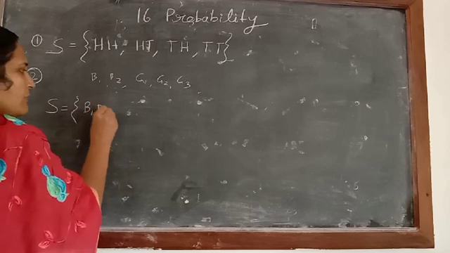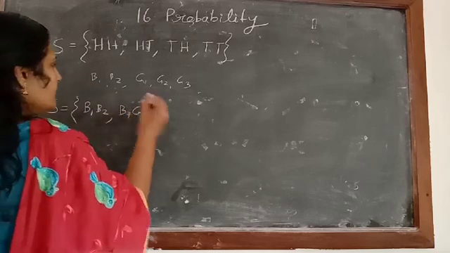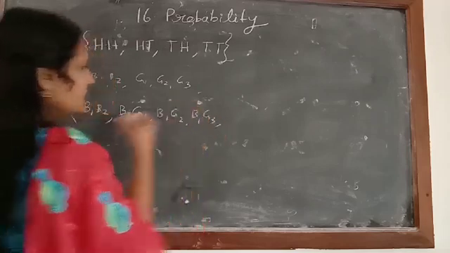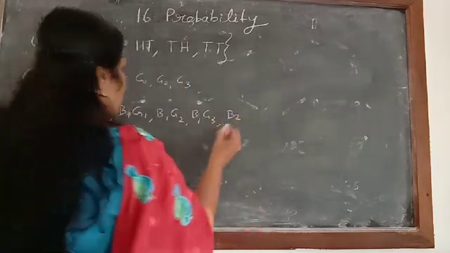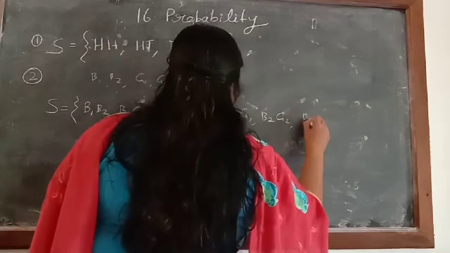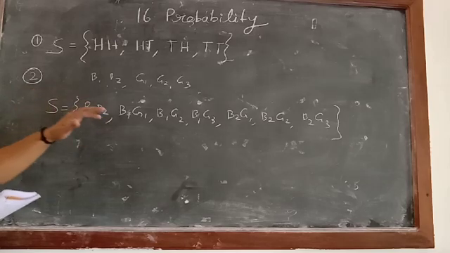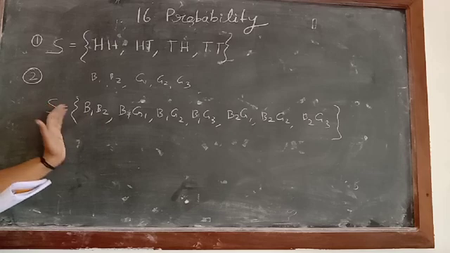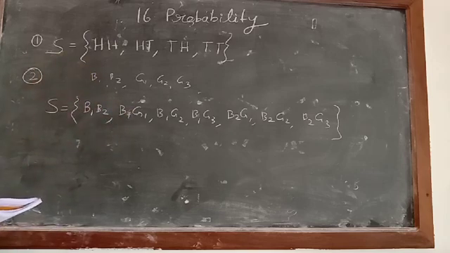We have B1, B2 as one possibility, or B1, G1, or B1, G2, B1, G3. Or if I select the second boy, then it will come B2, G1, B2, G2, B2, G3. These are the total outcomes which are possible. We are selecting here, so ordering is not important. You just have to select. So this is the sample space for the given event.